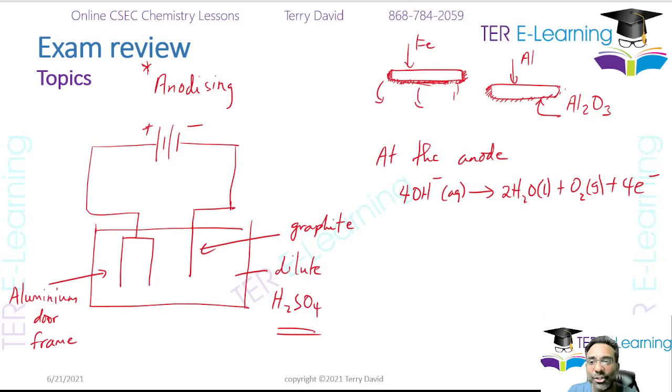Now, what is actually anodizing for us? You see this here? Oxygen gas is being produced. Bubbles of oxygen gas are produced all around the aluminum, and what that is doing is actually increasing the thickness of the oxide layer on the aluminum door frame. So this process here is what we call anodizing. It's how we increase the thickness of my oxide layer.